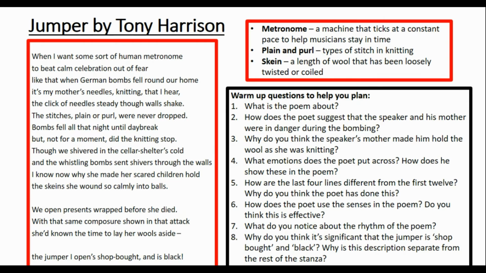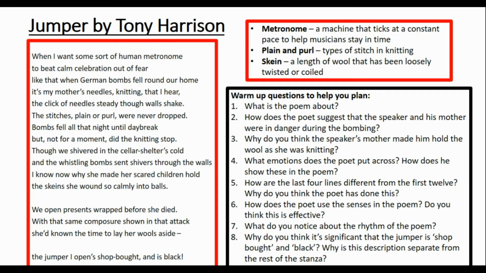Number 1, what is the poem about? Number 2, how does the poet suggest that the speaker and his mother were in danger during the bombing? So what pieces of language or words and phrases are there which show you that? Have they used any techniques to show you that? Any use of similes, metaphors, or personification? Question 3. Why do you think the speaker's mother made him hold the wool as she was knitting? Why would she have got him to hold it? What was the purpose of that? Number 4. What emotions does the poet put across? And how does he show these in the poem?